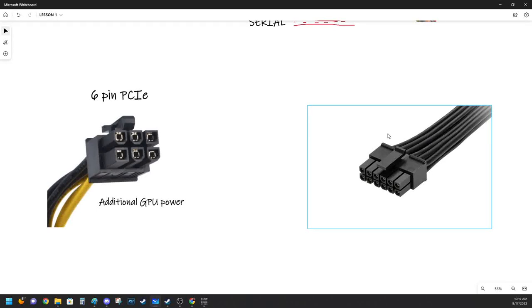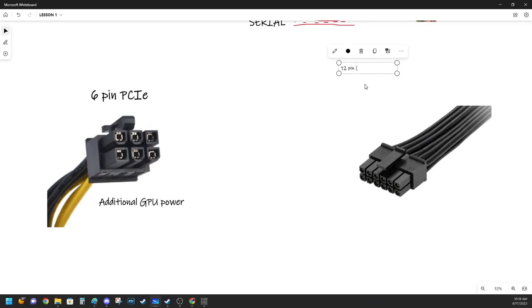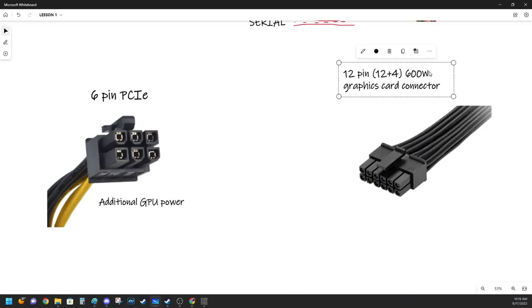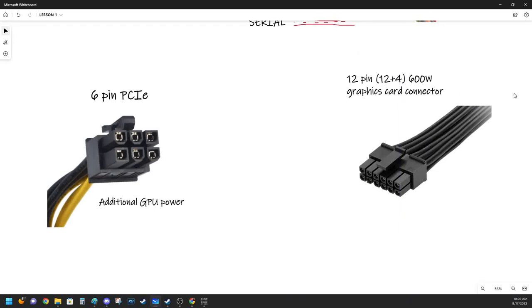This is kind of the first iteration to a new power supply connector in a while. I think it's been like 2003 was the last major change in an actual standardized power supply connector. So this is going to be your 12-pin, or sometimes called a 12+4-pin, 600-watt graphics card connector. So this is for much newer, bigger graphics cards that offers up to 600 watts with a single 12-pin connector. Well, what could go wrong?